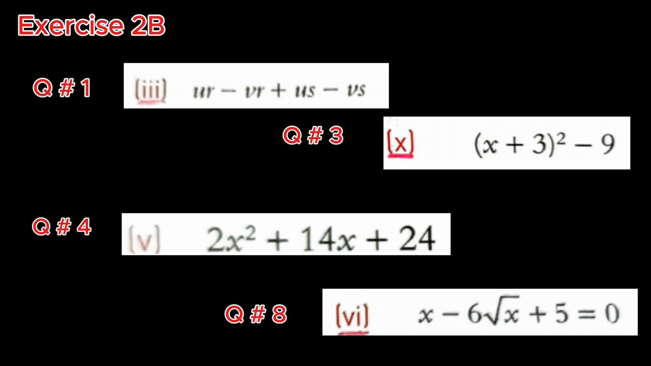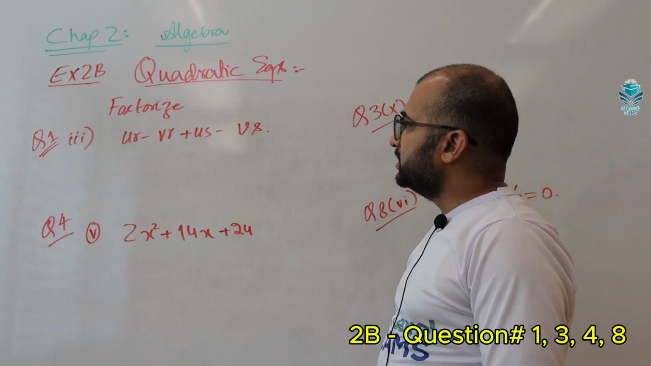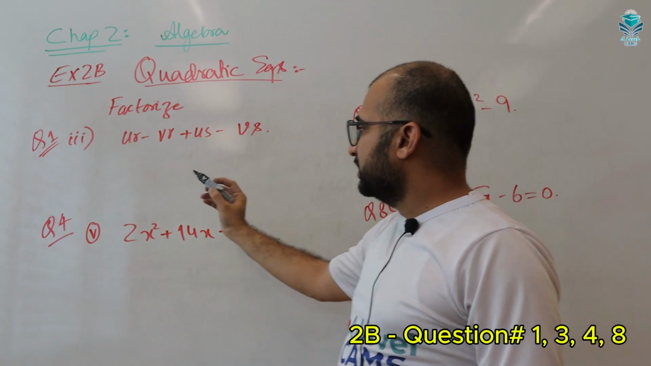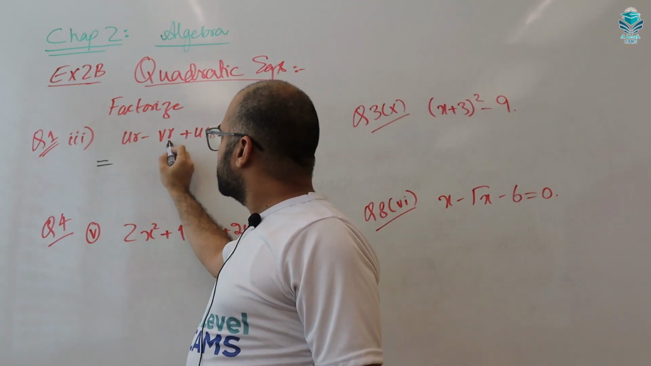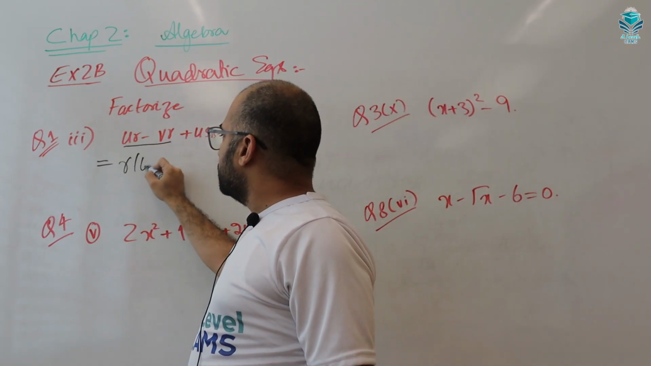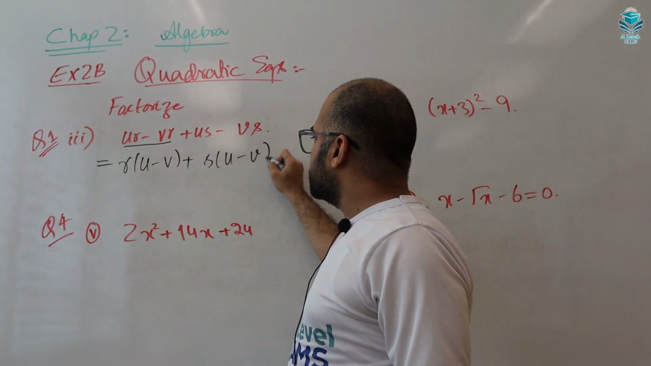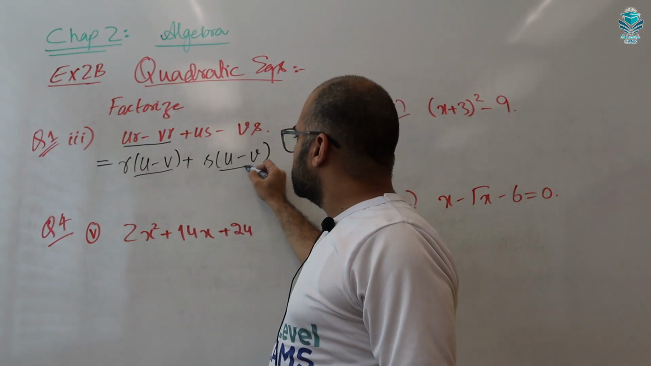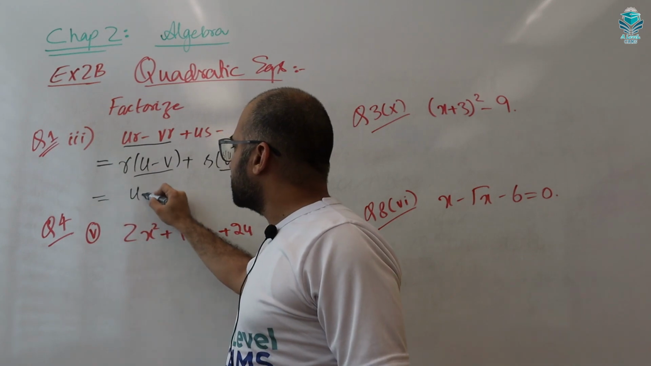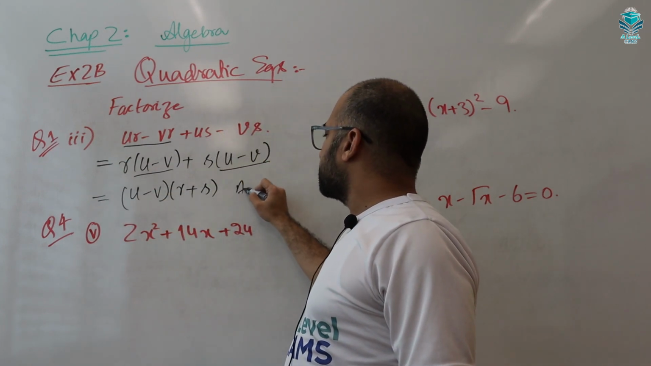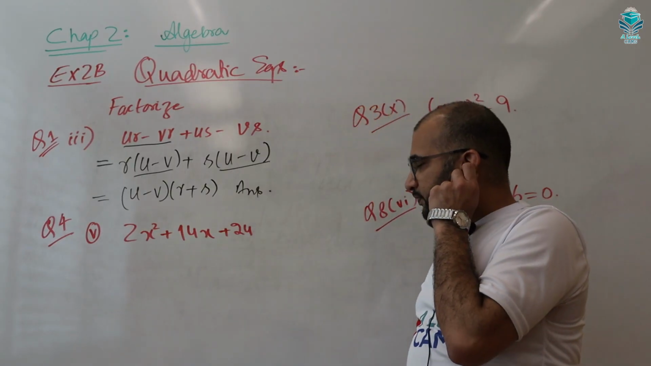In this lecture we will solve exercise B. It says factorize this expression. It is a linear expression. You can take common r from here and you have u minus v, and s from here you have u minus v. So from this you can again have a factor u minus v common and the remaining is r plus s. This is your answer.